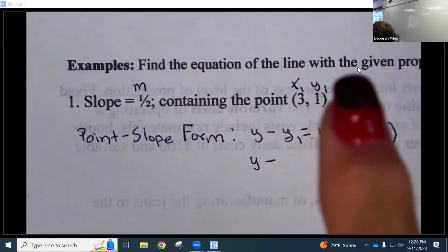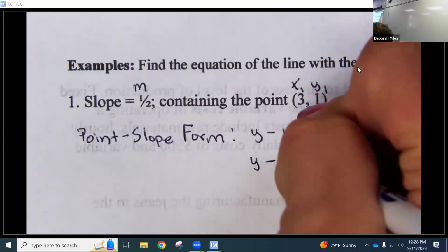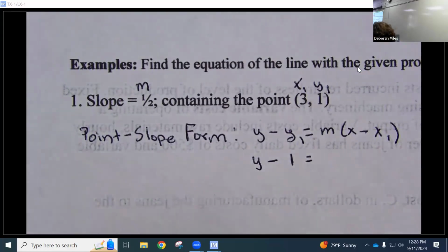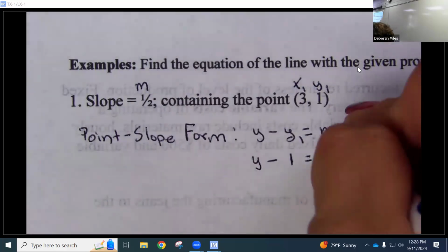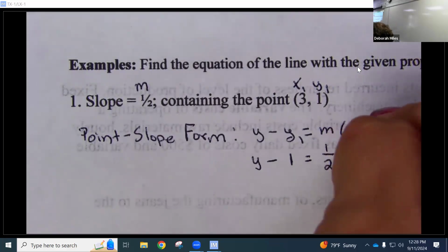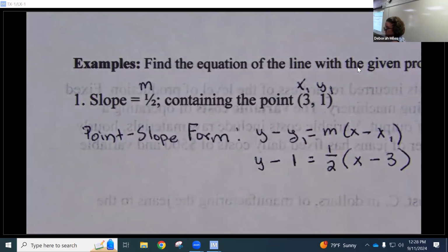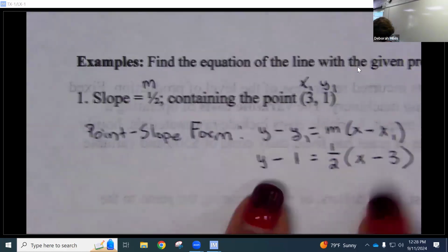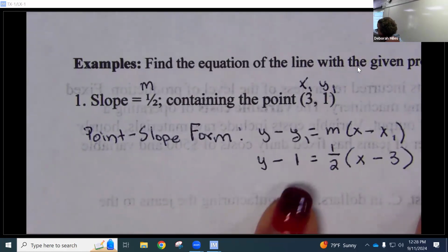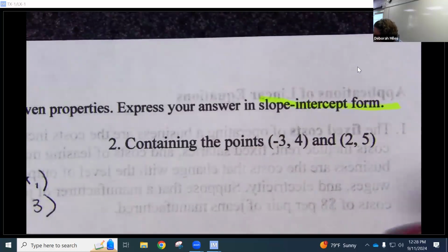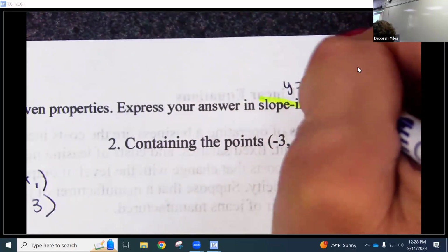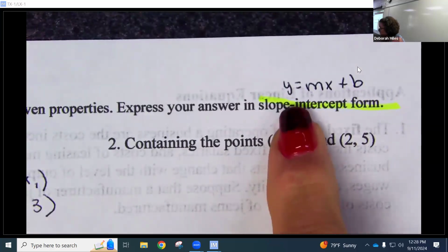And I'm just going to plug those three numbers into the equation. Y minus 1 in the place of Y1 equals 1/2 in the place of M times, in parentheses, X minus X1. X1 is 3. If the direction said, leave your answer in point slope form, I'd be through. That's point slope form. But the direction said, get your answer in slope intercept form, which means get the Y by itself.